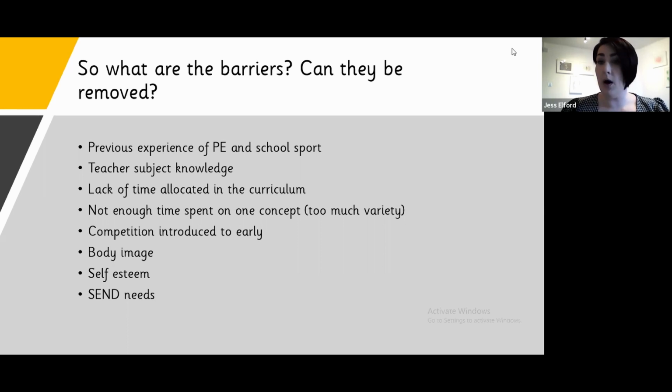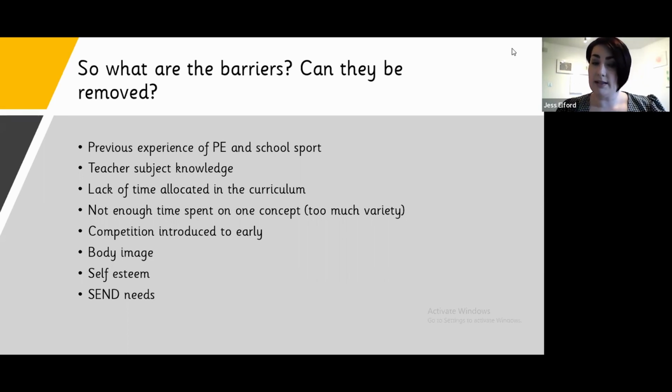Now, I'm a PE specialist, but I do not have the knowledge in every single sport that I teach my children, okay? I do not have extensive knowledge of tennis, but what I do is I go away and I read up, I learn the key vocabulary, I plan, I read around the subject before I teach it to ensure that I am confident when teaching.